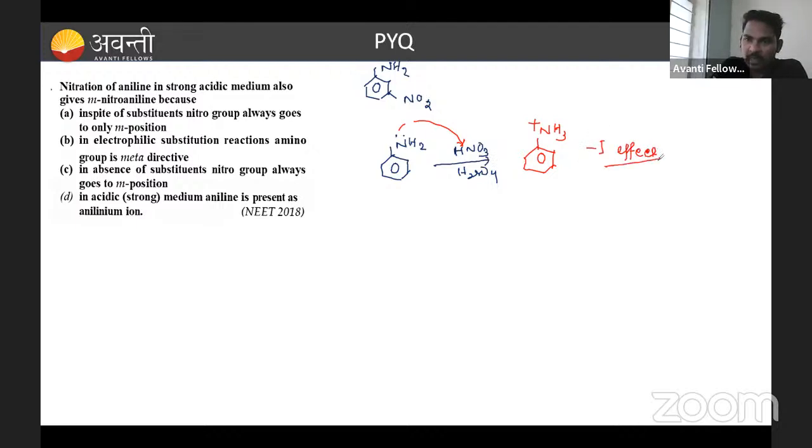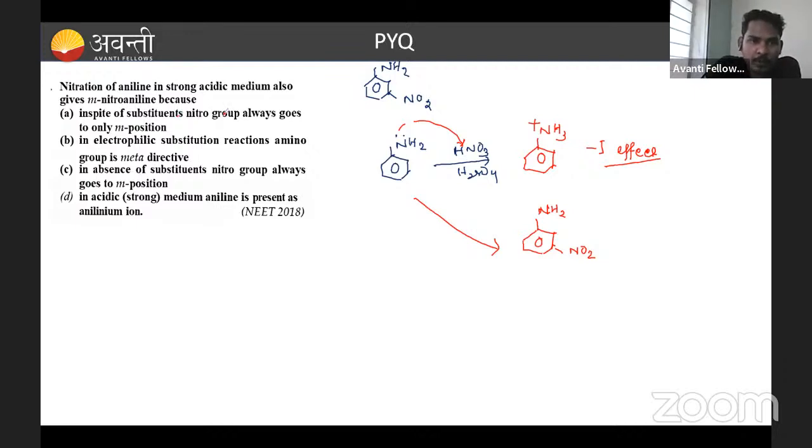Now we can say this also can act as an electron withdrawing group. Because of that, sometimes it will give you the meta product also. It will give you NH2, and this is NO2. Because if you do the nitration of this one, the meta product forms, because NH3 plus is an electron withdrawing group due to minus I. So let's see which is the correct answer.